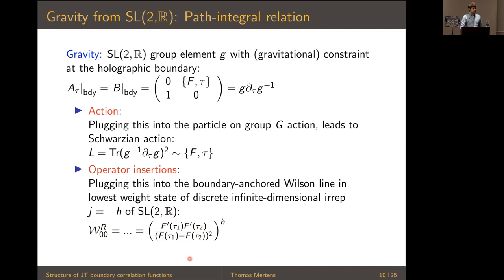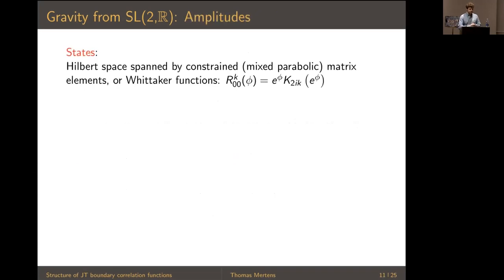operator. So I've shown you here, just from staring at the path integral, so both the operator insertions and the action, that indeed, if you pick suitable boundary anchored Wilson lines for the SL2R case, you just reproduce the starting point of the Schwarzian calculation. So this calculation will match with the Schwarzian calculation, except that now we will be able to do it explicitly.